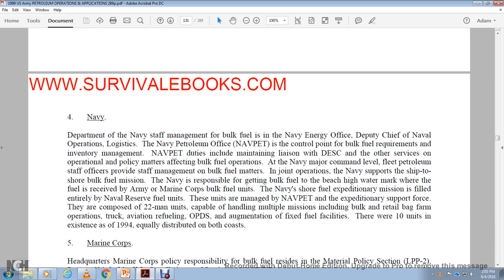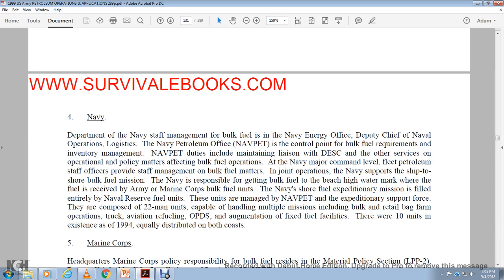for the joint operation of the Navy to support the ship to shore bulk fuel mission of the Navy, responsible for getting the bulk fuel and breaching a higher water marking fuel received by the Army and Marine Corps bulk fuel units. The Navy shore fuel expenditure mission is filled with the entire Navy Reserve fuel units. The units are managed by the Navy Petroleum Office at the expenditure of the support force.